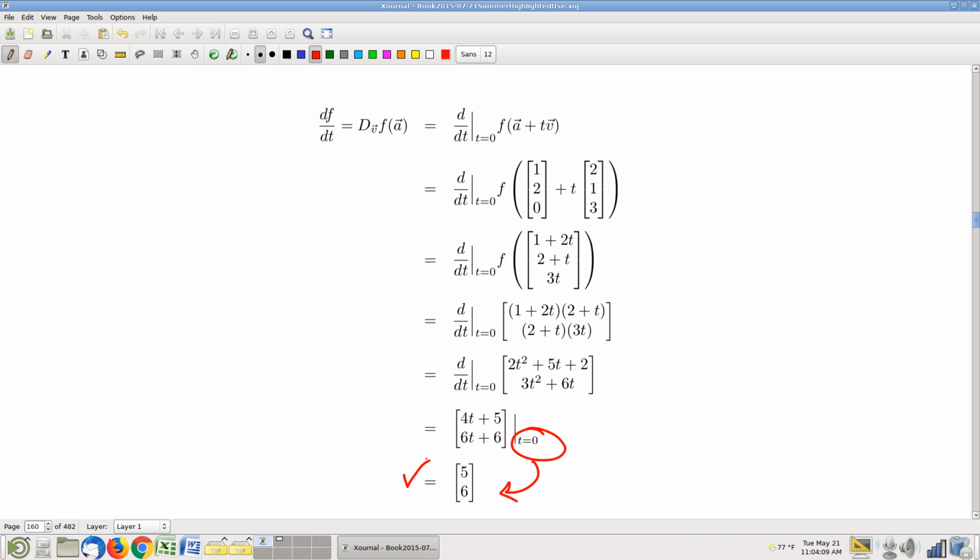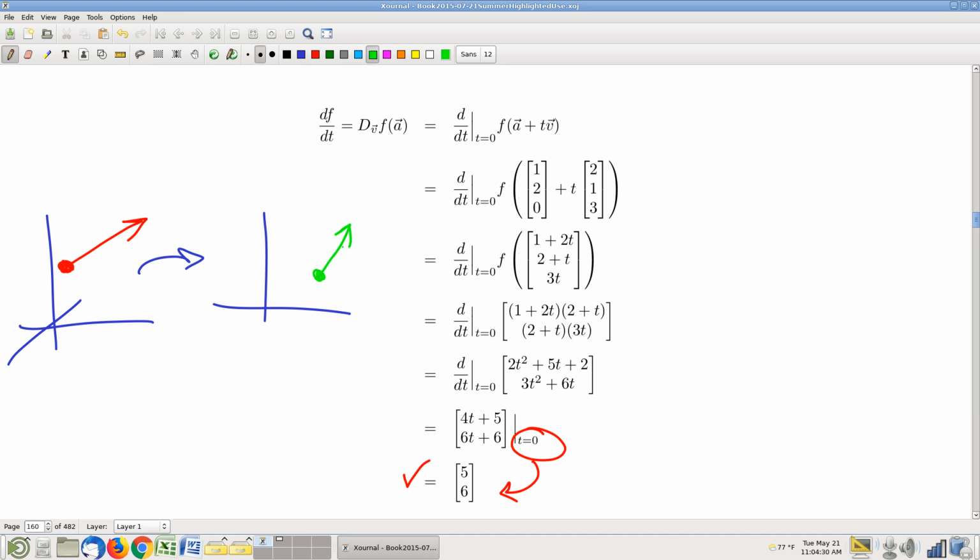And notice it's a vector, and as well it should be, right? This should be a vector. Our function was from R3 to R2. If I were at some point here moving with some velocity in the domain, my output would be at some point moving with some velocity. It better be a vector. Yeah? Anybody on board?